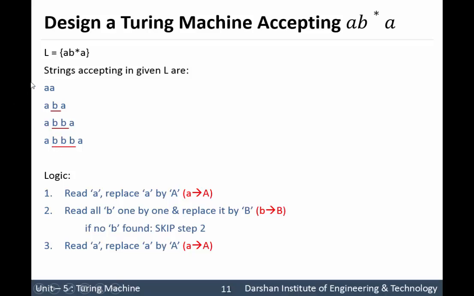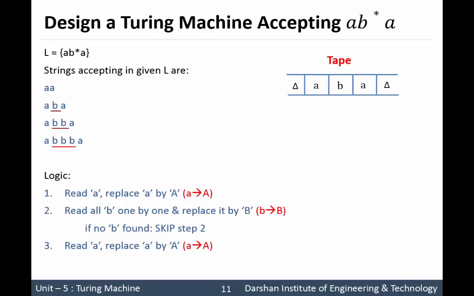Logic is very simple. First character is a, so replace small a by capital A. If any small b are there, then replace small b with capital B, and in last replace small a by capital A. Now let us see some examples.